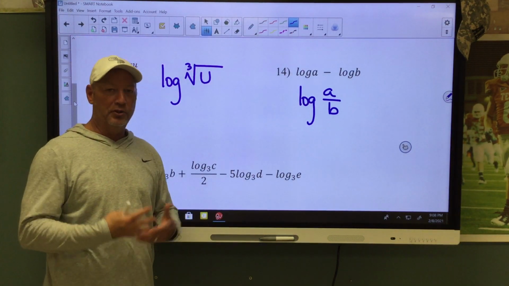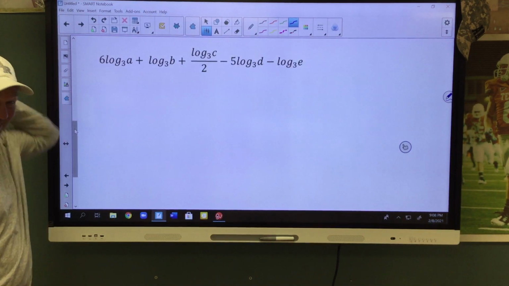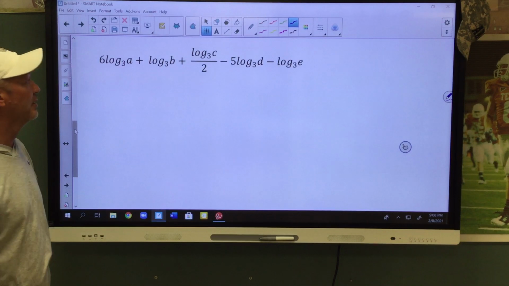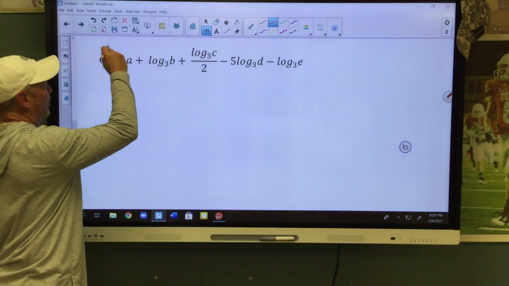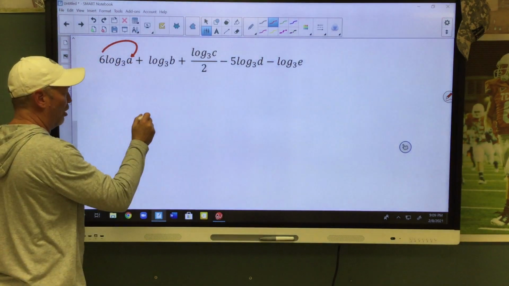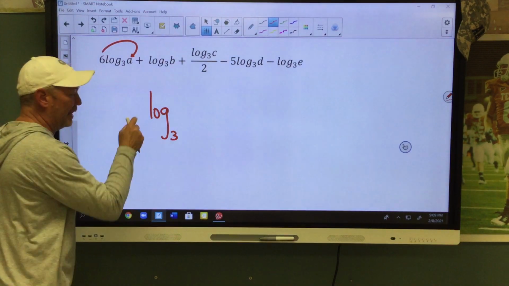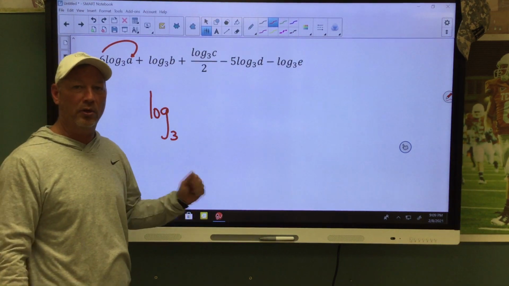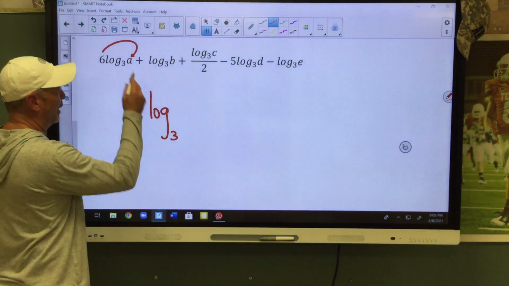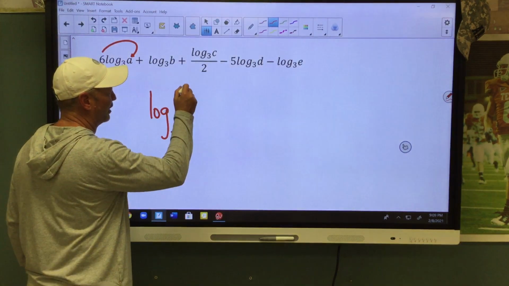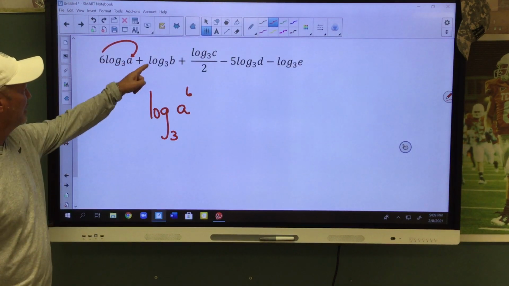So there's your fundamentals, there's your basics. Let's look at a big problem, and we need to condense this. That's a lot, okay? So we're going to take care of it one step at a time. This is an exponent, so that's going to go to the A. So we're going to say log base 3. And this is the only time that we have to write the word log. You don't have to keep writing the word log. So we're going to say log base 3 of what? A to the 6th power, because that's an exponent.